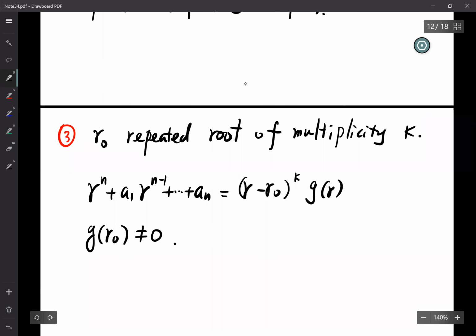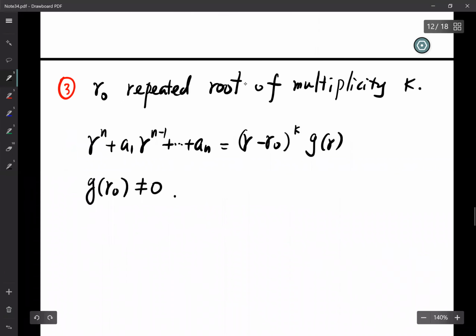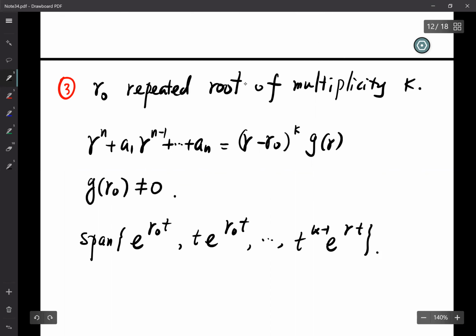So in the case of the second order differential equation, we need to worry about k equal to 2, but since it's only a second order polynomial, g(r) must be constant without loss of generality. We think this is 1. So in the second order case, we know that it takes the form of the span of exponential r naught t, t times exponential r naught t. Now, if we're talking about the kth order, naturally, I just generalize to t to the k minus 1 times exponential rt.